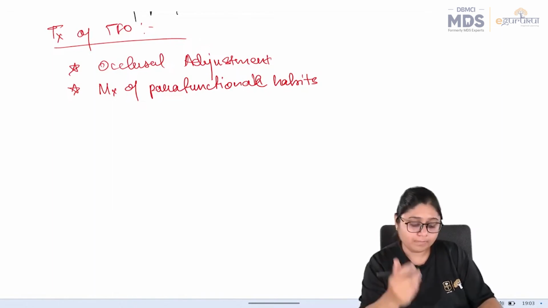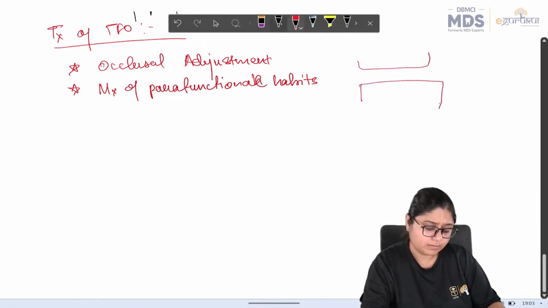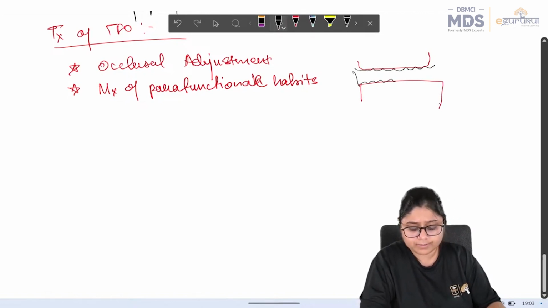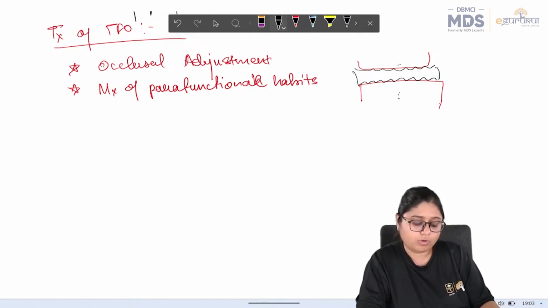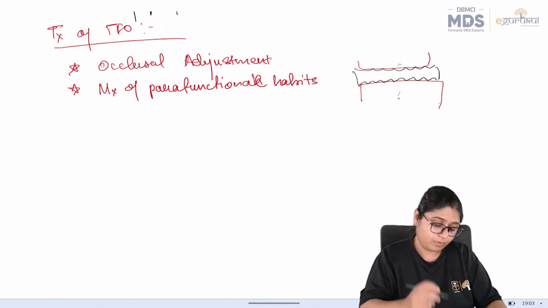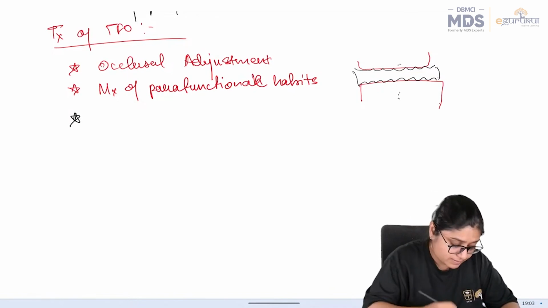What is a night guard? Suppose this is your upper tooth and this is your lower tooth. A night guard is placed in this region, like this. It is a tray. So the teeth get separated, they remain separated, and no forces are acting on them. Or any other parafunctional habits the patient has.